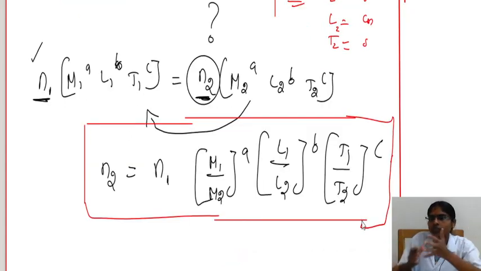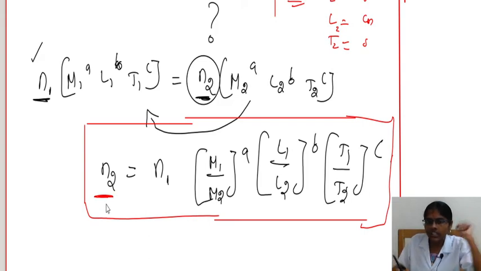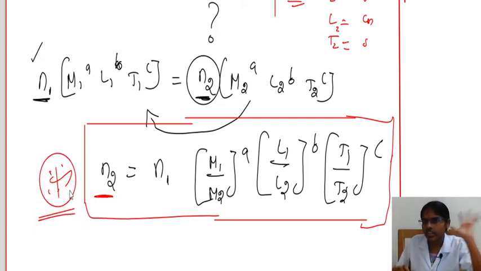Okay, so when converting from one system of unit to another, to find what the number N2 is, we can use this formula. This is the general method. Okay, understood? Now we will see a specific example. Let's look at an example.